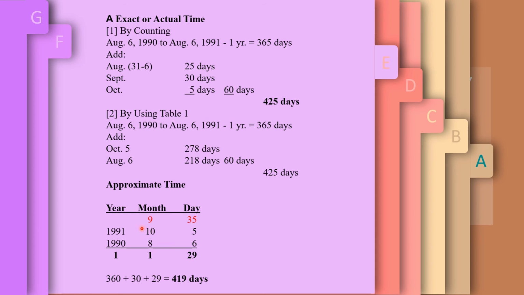And since this one is already borrowed, this becomes 9 months. So 9 minus 8 is equal to 1 month. And then 1991 minus 1990 is 1. So we have 1 year, that is 360 days, right? 1 month is 30 days. And the remaining days is 29. So when we add 360 plus 30 plus 29, that is 419 days.